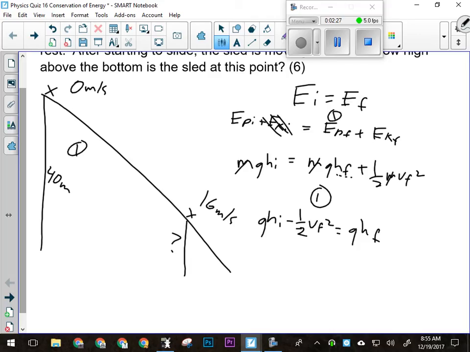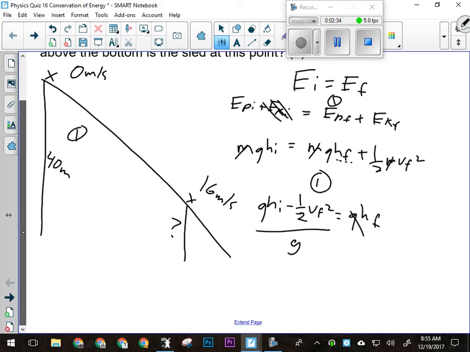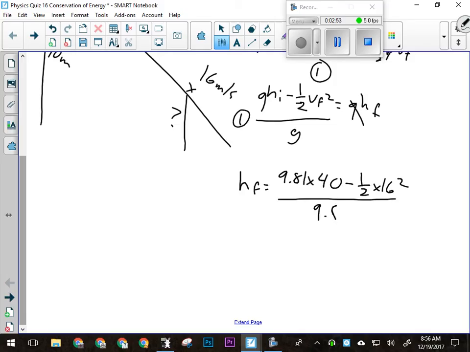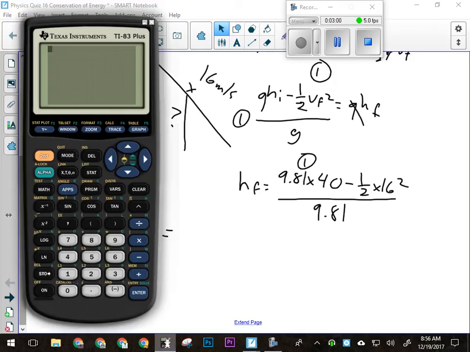What do I have to do with G now? Right, divide it over to the other side. So that's going to be gone there. And we're going to have, this is our formula for HF. So that will be another mark right there. Now we're going to plug in our numbers. HF is going to equal 9.81 times 40 minus 1/2 times 16 squared divided by 9.81. That's up to 5 marks. That's 5 marks there. So our 6th mark will be for our answer.